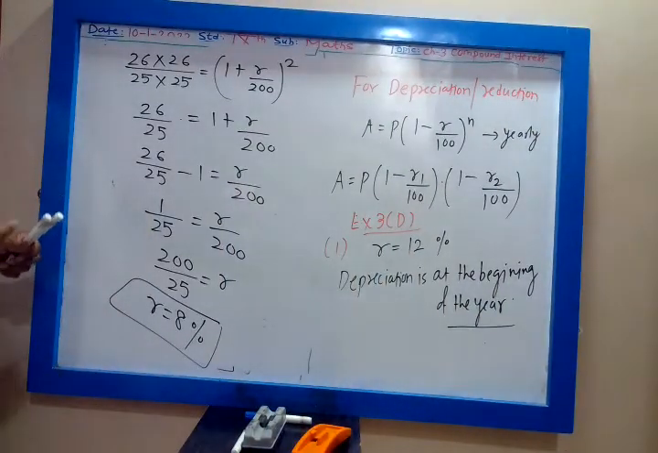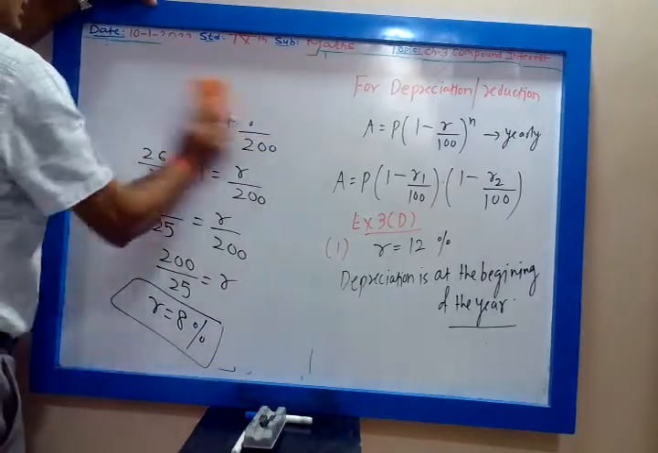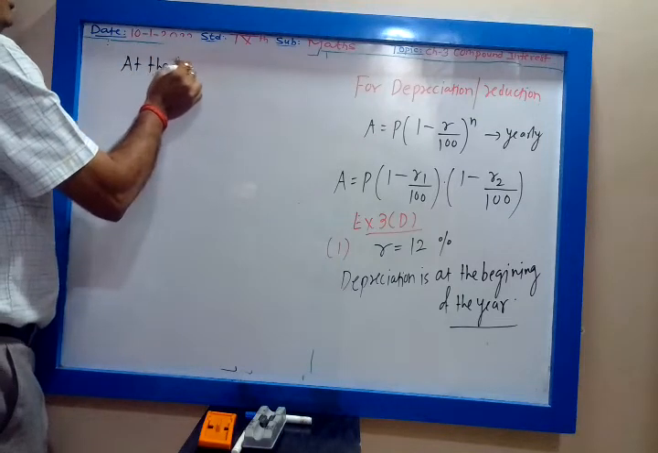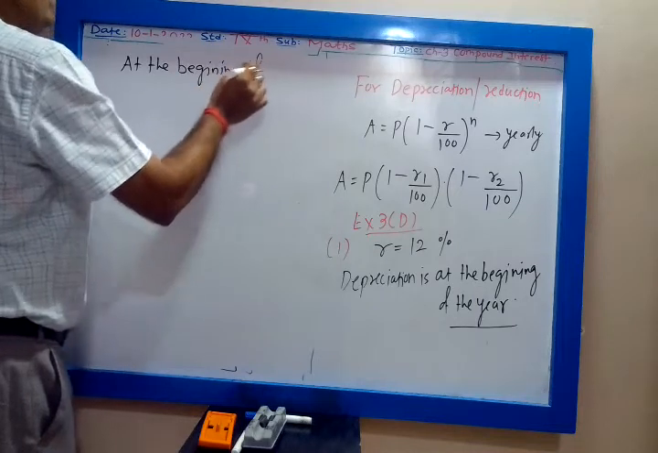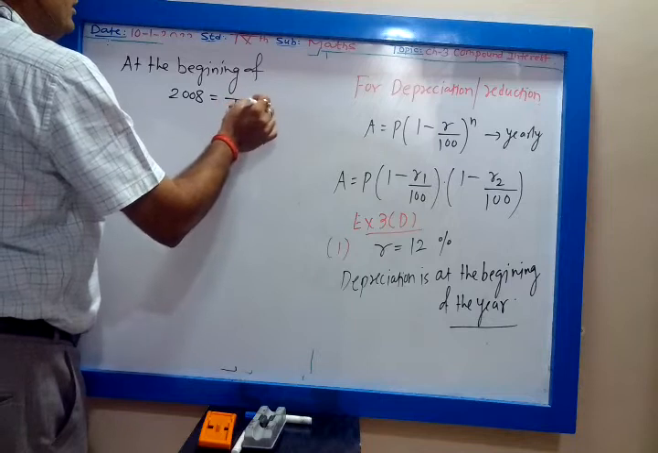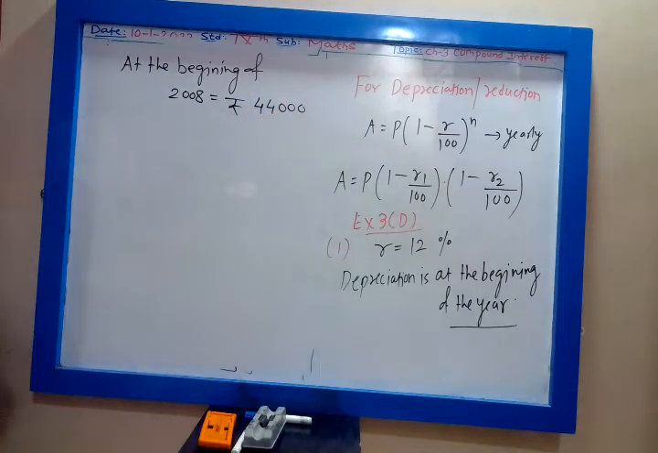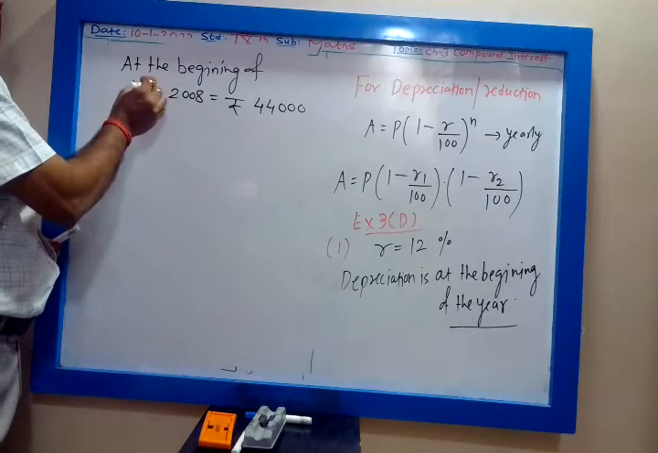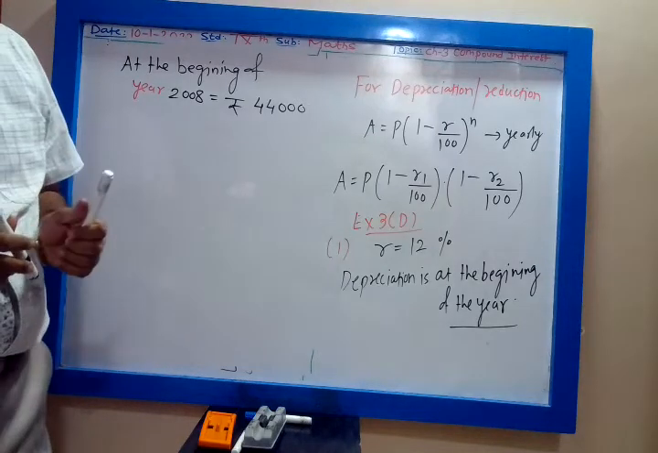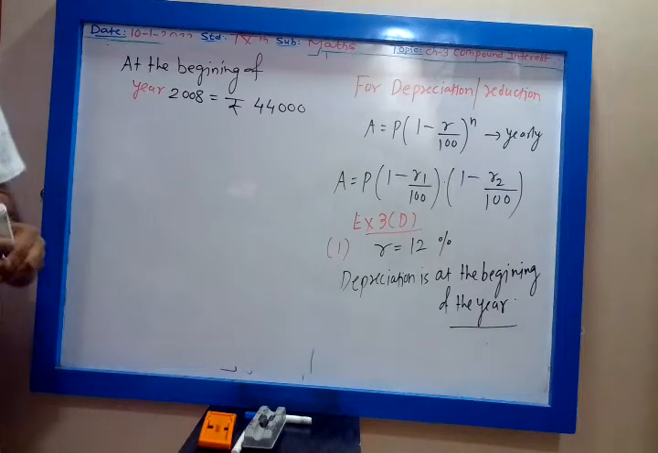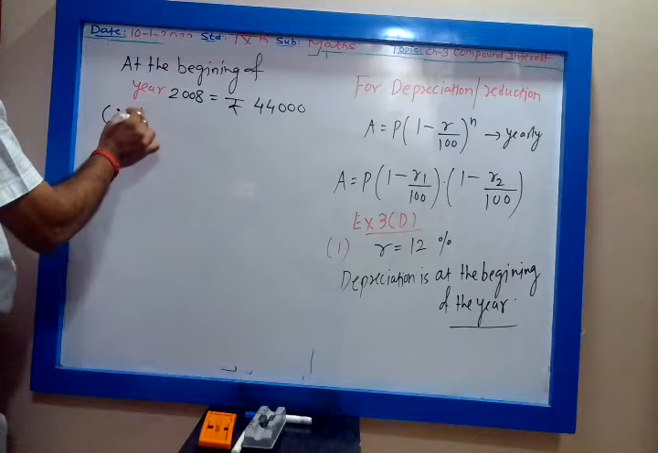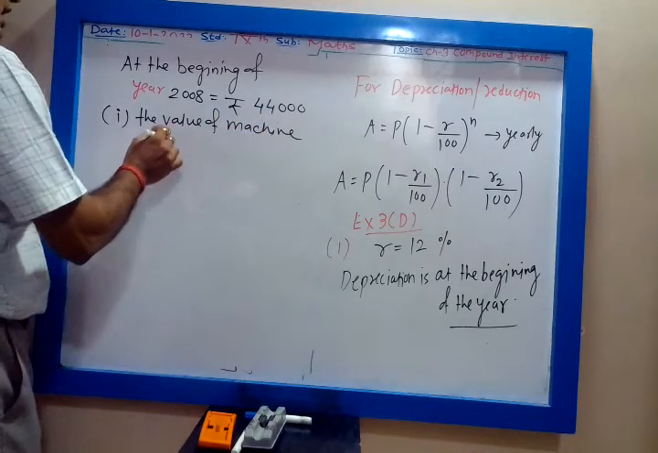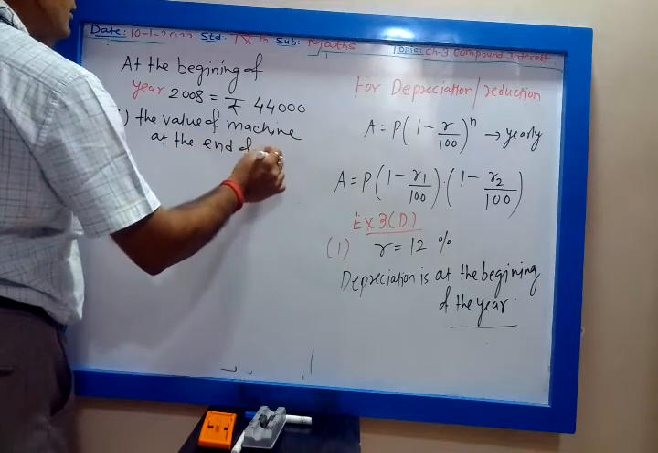If the machine is valued at 44,000 at the beginning of 2008, you have to understand, at the beginning of 2008 the price is rupees 44,000. The cost of the machine is 44,000. Find its value at the end of 2009. So first, find the value of the machine at the end of 2009.